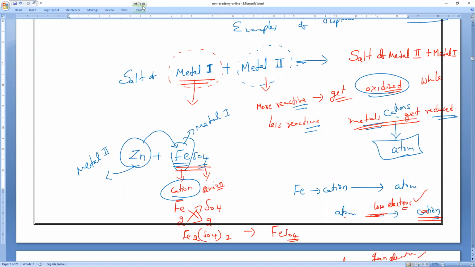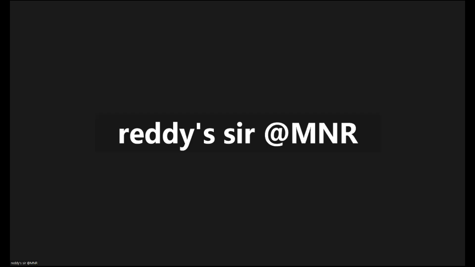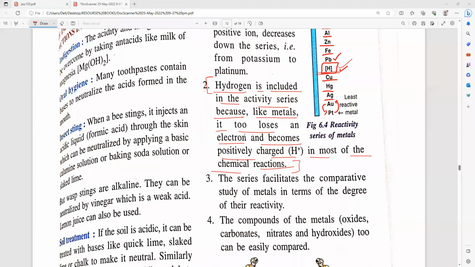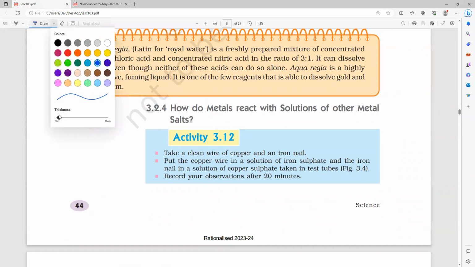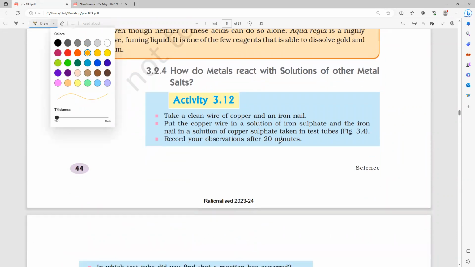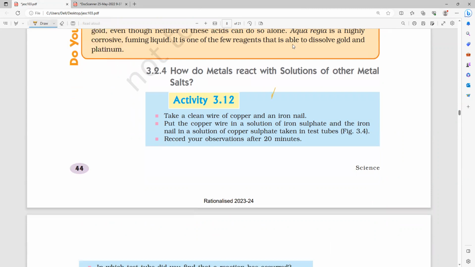And they have given one activity in our textbook related to this. All of you check it. The activity is: how do metals react with solutions of other metal salts? By this time you all know metal salts are examples of what? Displacement reactions, or also we can say redox reactions. Please learn that.